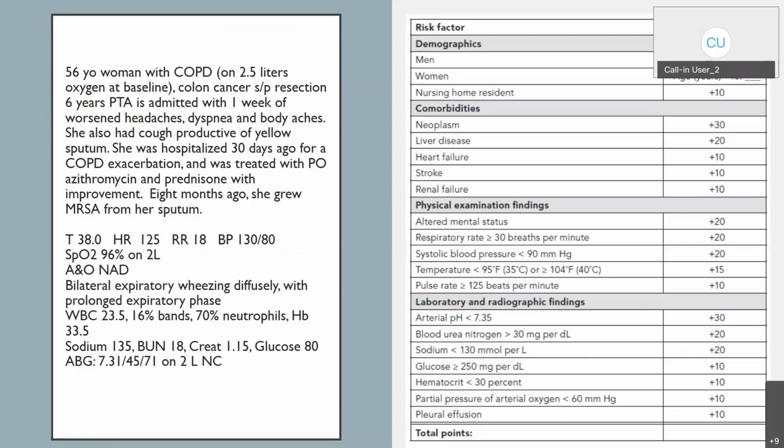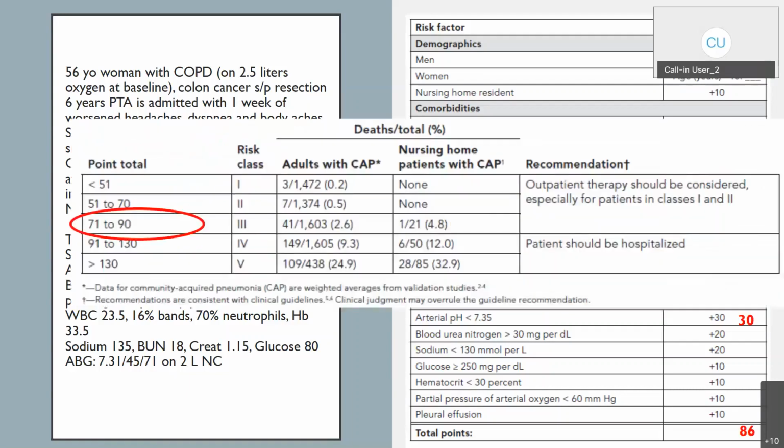All right, so she gets 46 points for her age. She has a pulse rate of greater than 125, 30 points for her pH, and 86 points total. So that puts her in category 3, which per the guidelines you can consider someone for outpatient therapy.